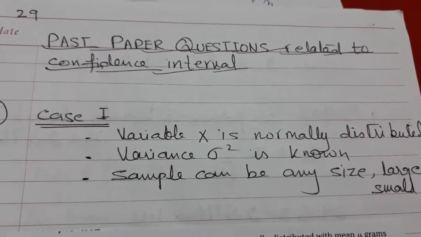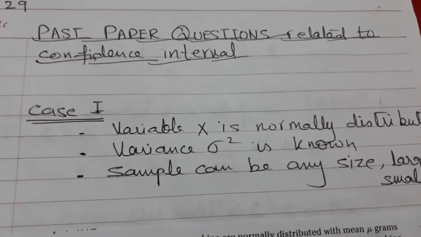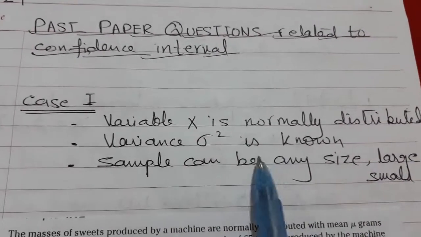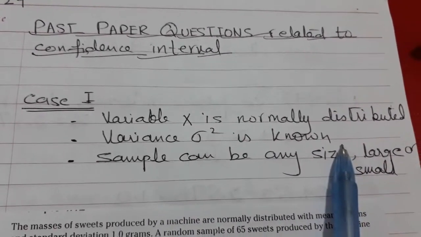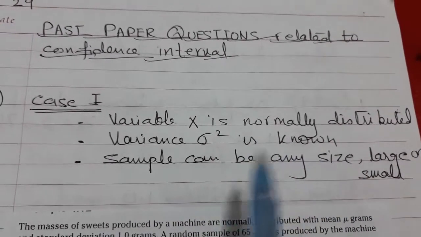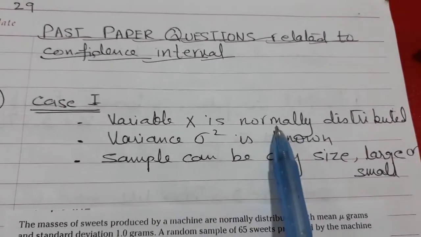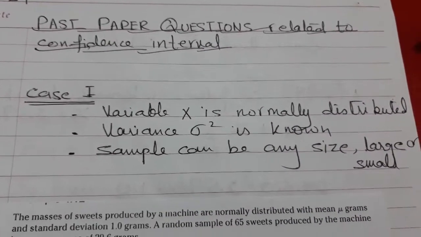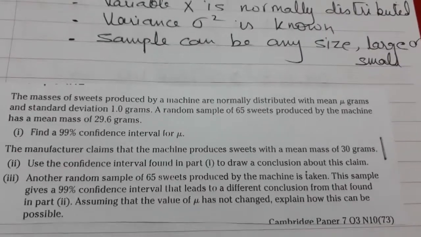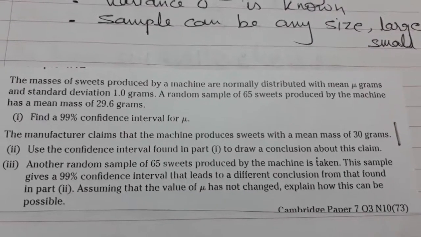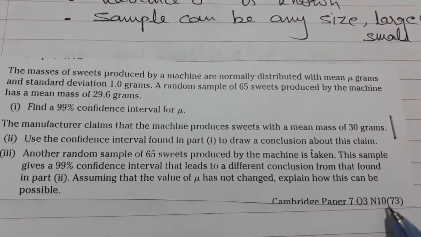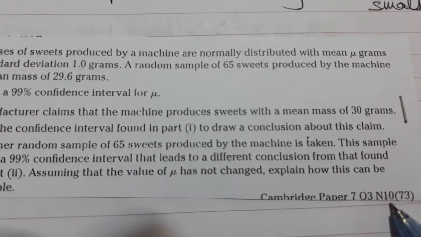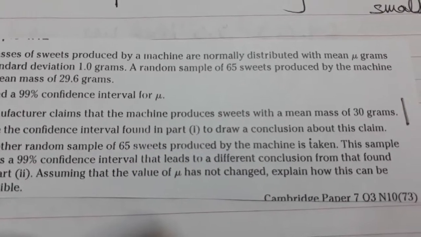Now let's see past paper questions on confidence interval. So first of all, I am talking about the question in which the normal distribution is given, variance is known, and sample size is any, because when the population is normally distributed, the size does not matter, the mean distribution will be normal. So this question I have just printed here, and it is from November 10, variant C3 and question 3.